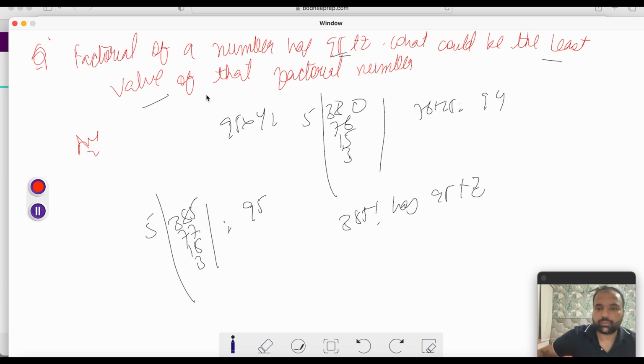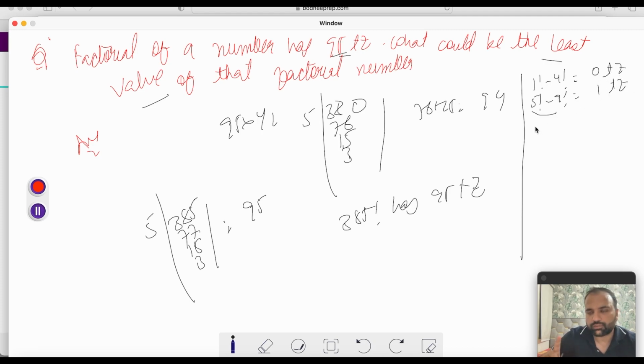I'll tell you why. Because when we were reading this, you would have seen that 1 factorial to 4 factorial have 0 trailing zeros. But if you go to the next step, 5 factorial to 9 factorial, it's a series of numbers, and each has 1 trailing zero. Even 5 factorial has 1 zero. 6 factorial, 1 zero. 7 factorial, 1 zero. 8 factorial, 1 zero. 9 factorial, 1 zero. So each one of them has just 1 trailing zero. Therefore it asks for the least. So the least over here is 5. Similarly, over here it is 385.